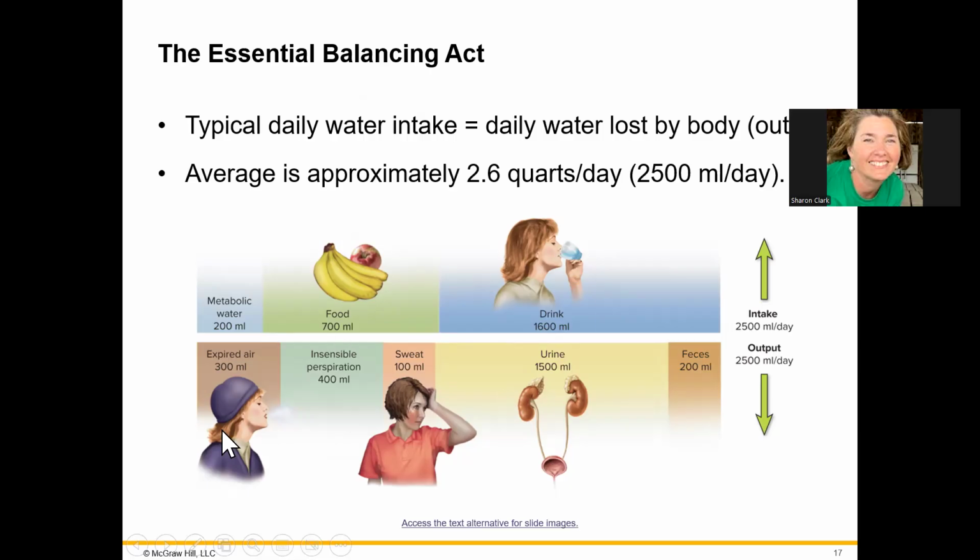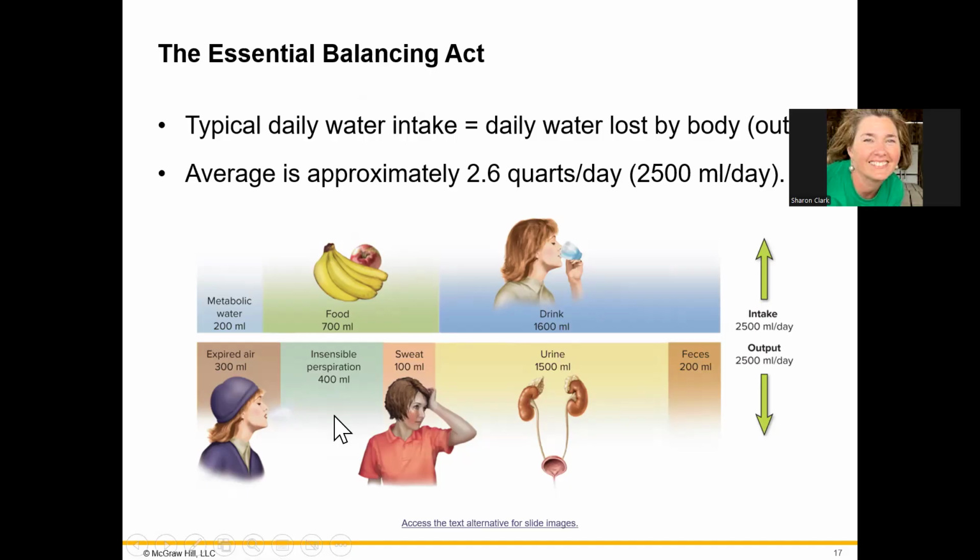The output of water is also varied, as you see here. We are more familiar with, yes, overall urine output, okay? And yes, you do have some water in your feces, but we also have what's called expired air, okay? The perspiration or the humidity in the air that we breathe out. You have your indispensable perspiration here, that perspiration that we're not aware of, okay?